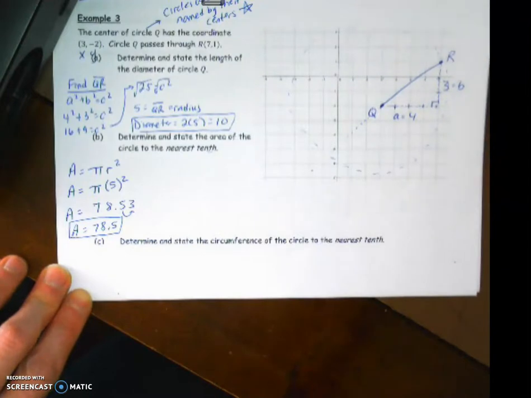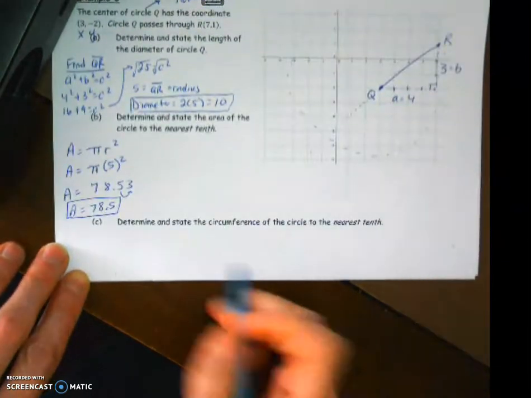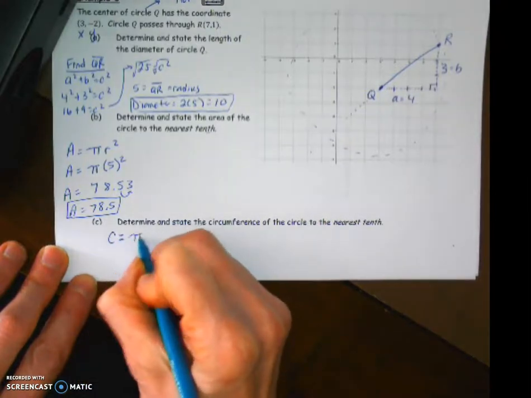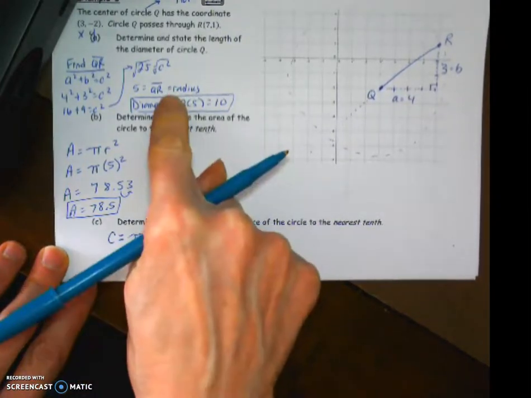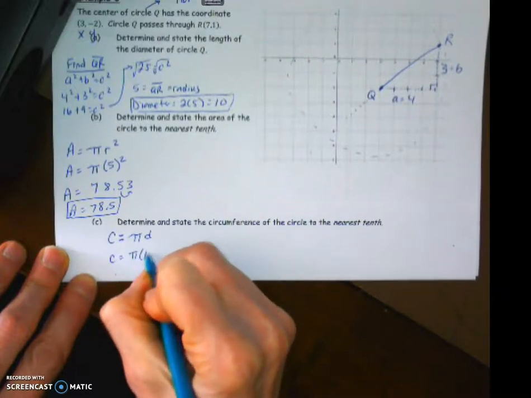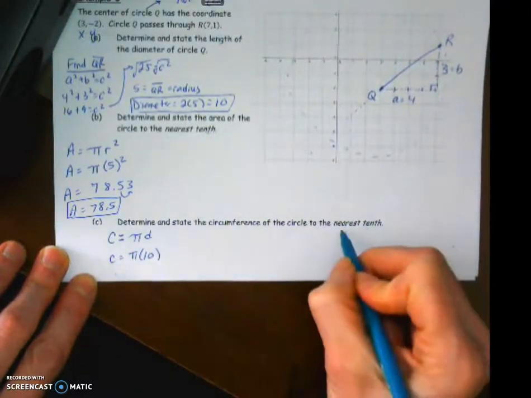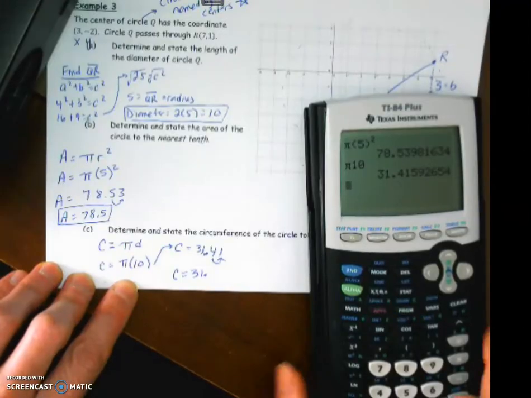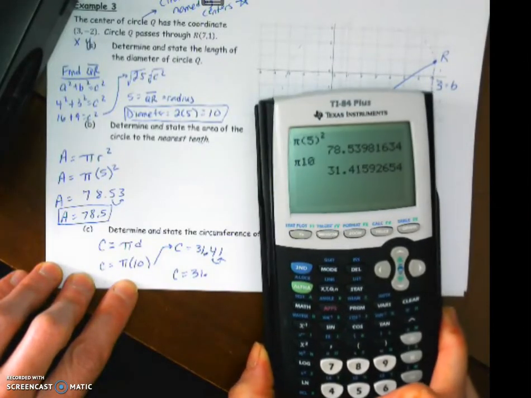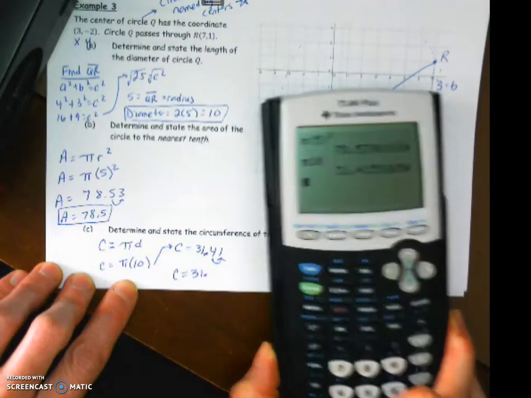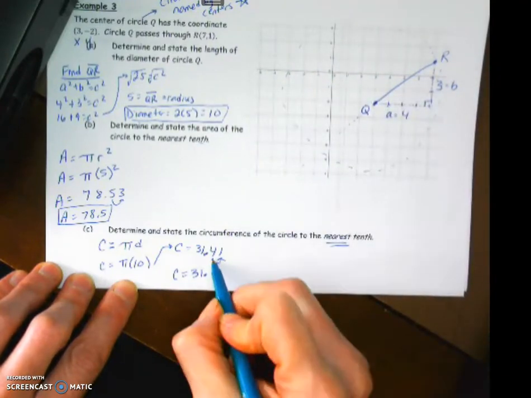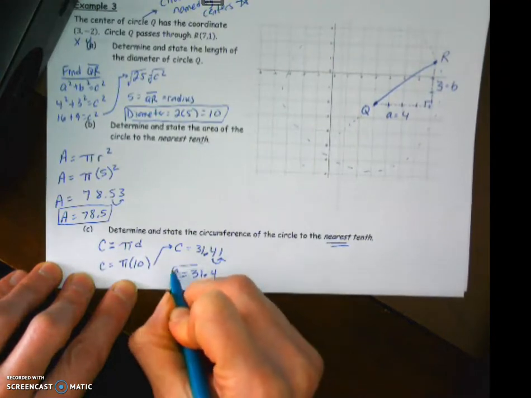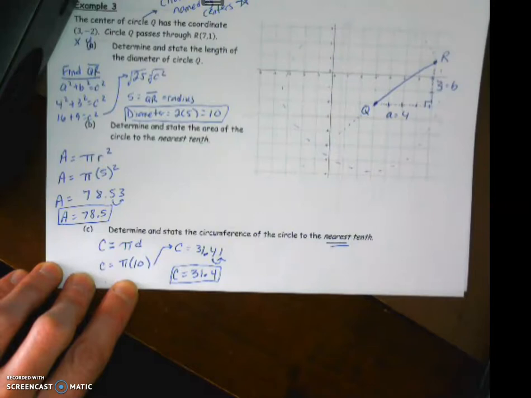Now it says determine and state the circumference. Well, that's also on your formula sheet. The circumference of a circle is pi times the diameter. Well, in the first part, we found the diameter to be 10. So now we're going to do pi times 10, and once again, they want us to round to the nearest tenth. So once again, you can see when I put this into the calculator, pi times 10 is 31.41, and we're rounding to the nearest tenth, which is the first decimal place. Since the number after the 4 is less than 5, we're going to leave our answer as 31.4. You're doing a great job.